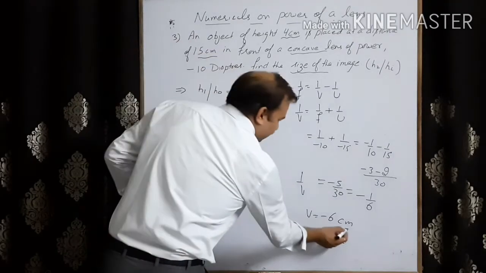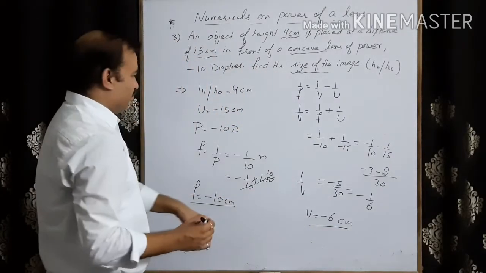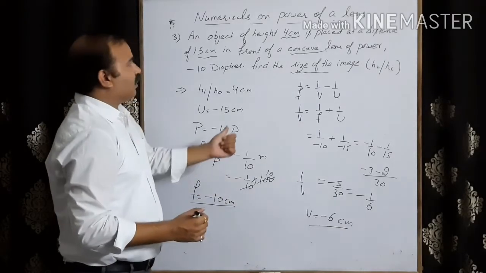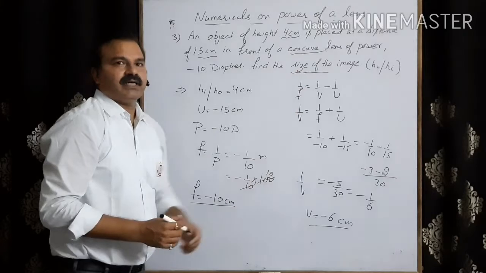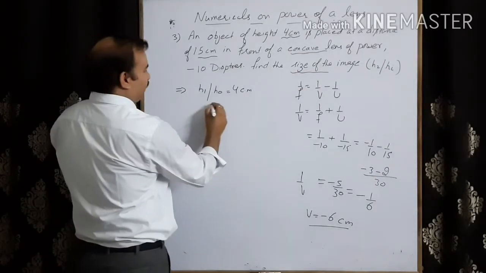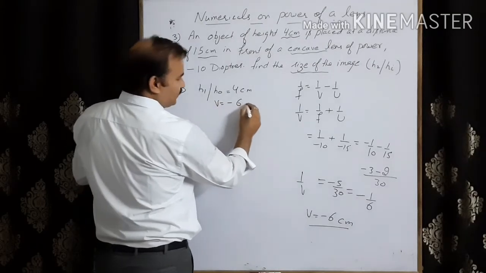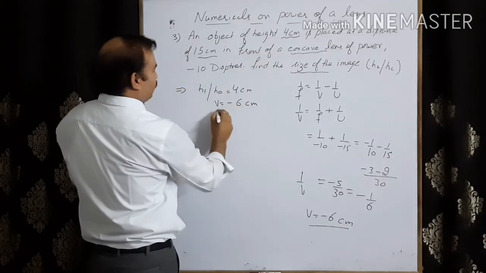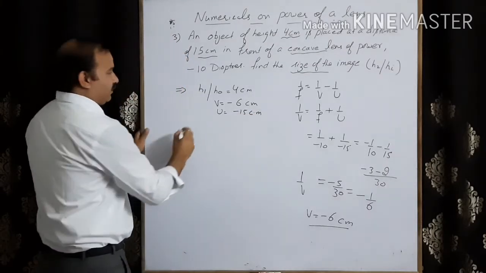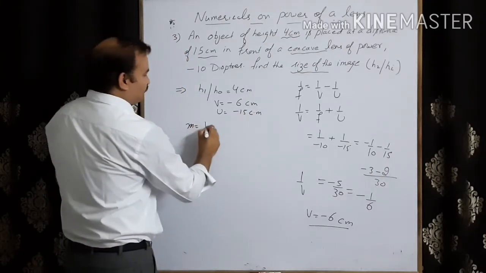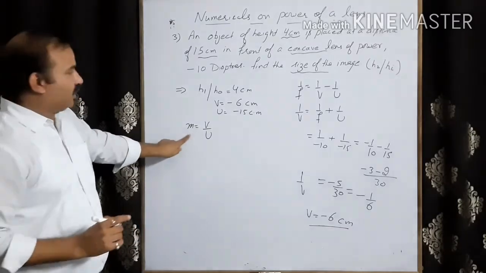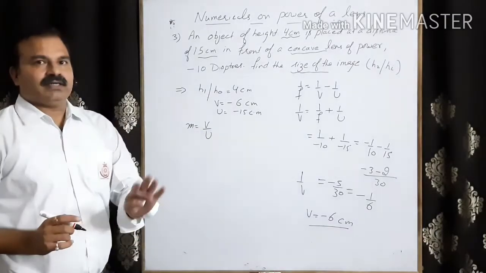Now, after getting v, we have to find the magnification. Fine. I'll erase a little bit of this part, then I'll find out the size of the image, that is h2. We have got v is equal to minus 6 centimeter, and what was u? That is minus 15 centimeter. Now we have to find the magnification. What was m? That is v by u. Please remember, when we find magnification m, for v and u we do not consider the sign.